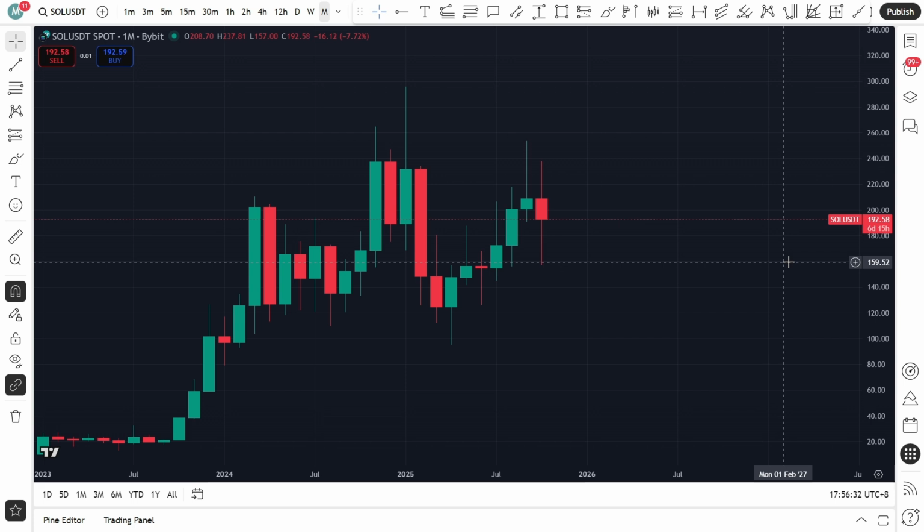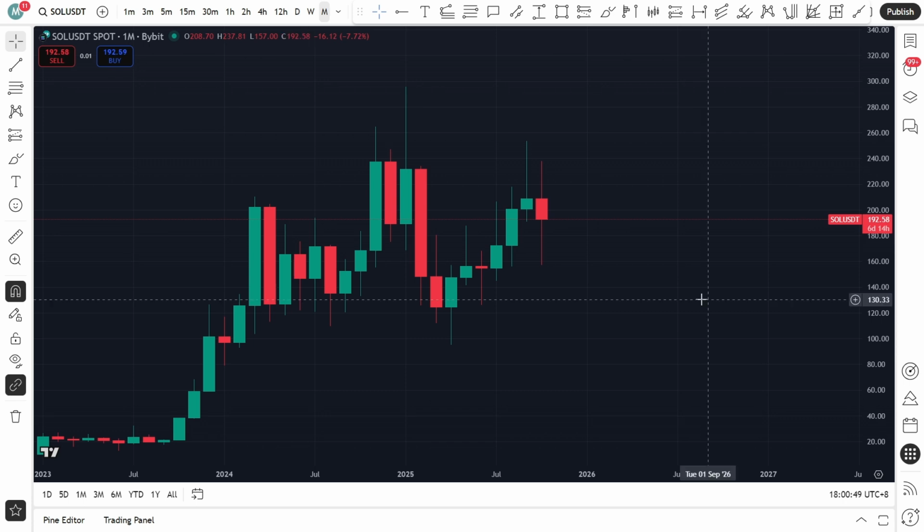Step 1. Always start from higher time frames. Begin with the monthly, the weekly, then the daily. The higher the time frame, the stronger the level. Monthly levels are your major trend zones. Weekly levels are your medium-term reaction zones. And daily levels are your short-term trade zones.